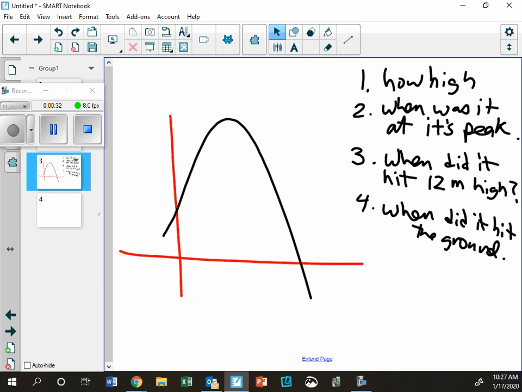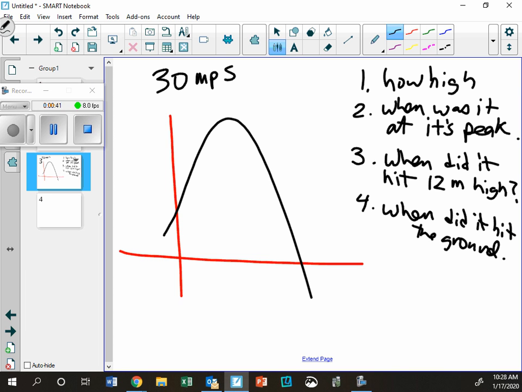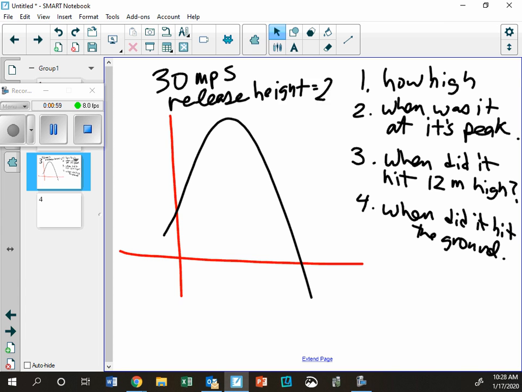This is a graph of a person throwing a ball in the air at 30 meters per second in the upward direction, and the release height is 2 meters. So if you know just that, that's not very much to know. But if you know those two things, you can tell a lot. So answer the 4 questions.